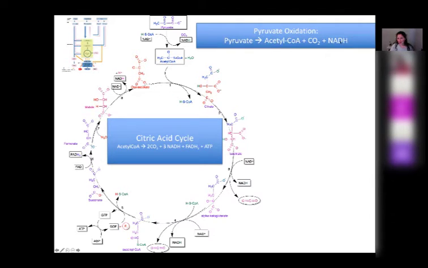That carbon dioxide is exhaled because it's a waste product. And we talked about that this semester as well, how carbon dioxide is buffered in the blood with acid and then exhaled through the lungs. The acetyl-CoA will go through the citric acid cycle, and that's what's shown here.